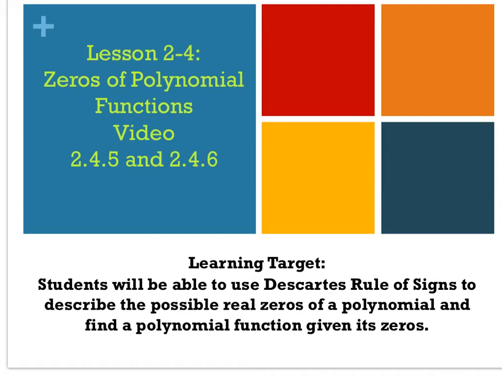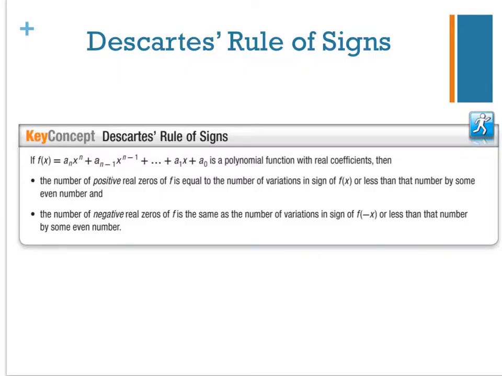Our learning target for today will be for students to be able to use Descartes' rule of signs to describe the possible real zeros of a polynomial and find a polynomial function given its zeros. Okay, so Descartes' rule of signs is a key concept. And if we have a function f of x that's a polynomial, right?